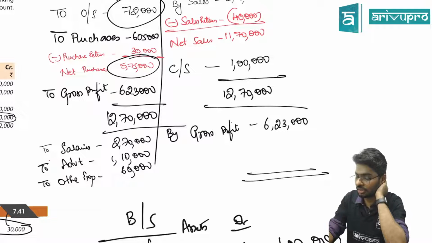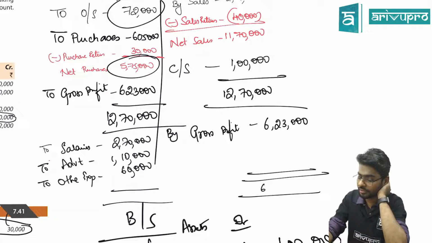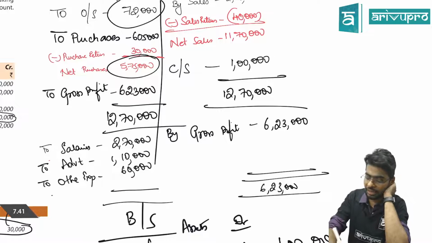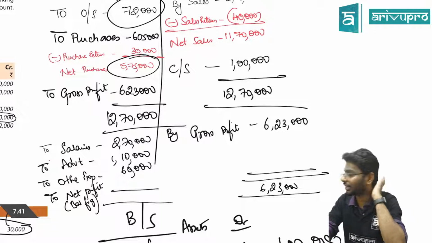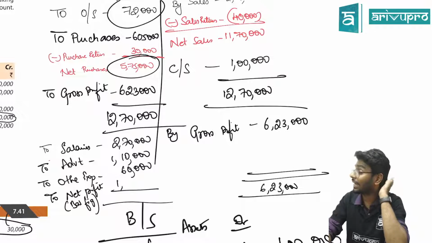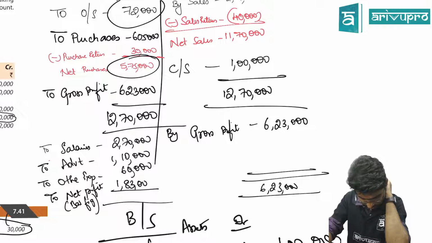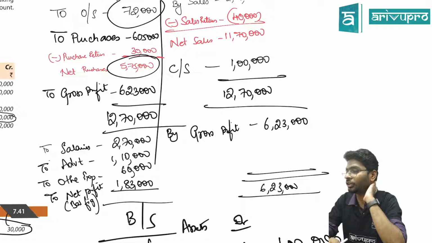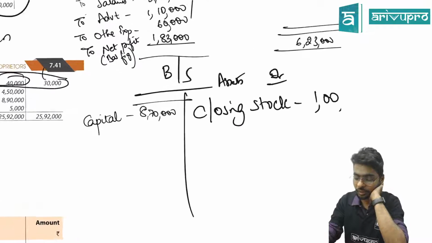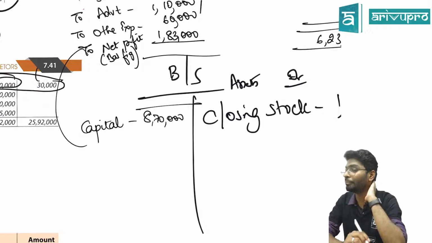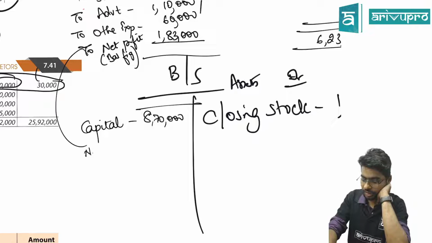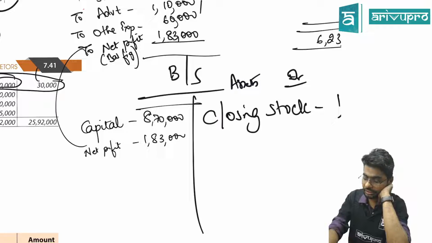So how much? Which is more, debit or credit? Credit is more. Therefore, I am getting a net profit, in the bracket, right? Balancing figure. How much? 1,83,000. Are you clear? In the balance sheet, whatever is the net profit is going to come below capital. Net profit 1,83,000.